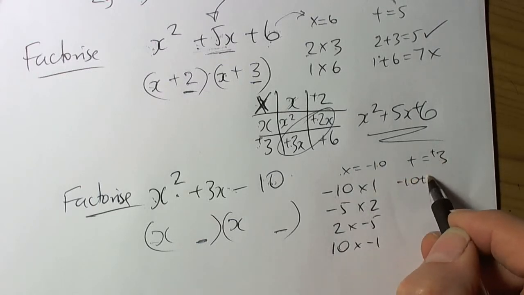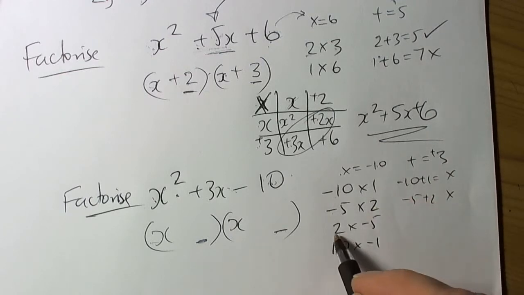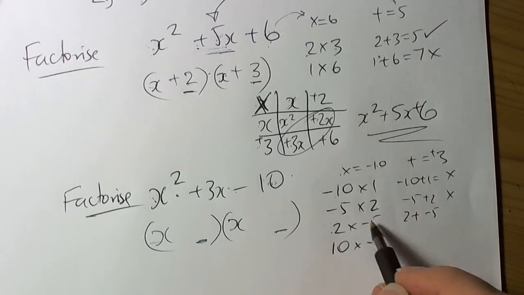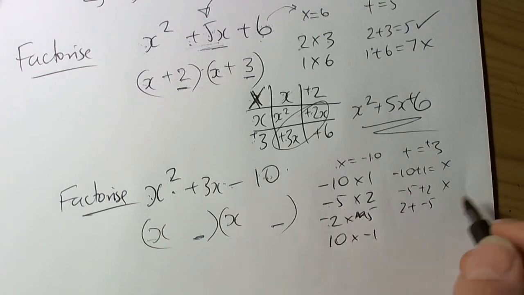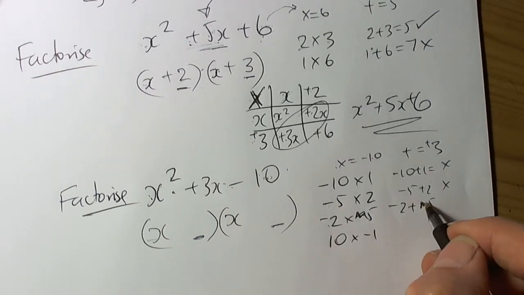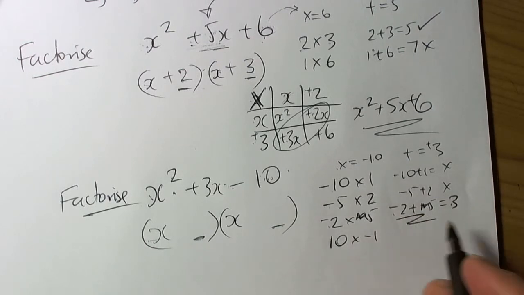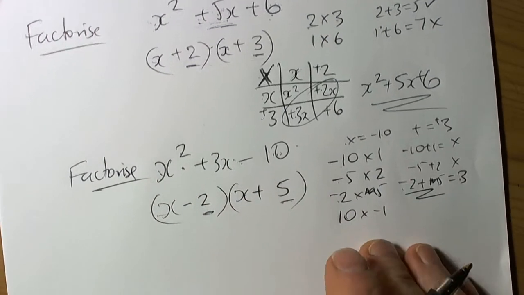So we times to make negative 10, and they've got to add to make positive 3. Well, negative 10 plus 1, no. Negative 5 plus 2, no. 2 plus negative 5, I'll put that the other way around, sorry. So that should be negative 2 times 5, because we've already done negative 5. So we've got negative 2 plus 5, yes. So that works. Negative 2 plus 5 is 3. So we know we're going to do negative 2 plus 5. We check.